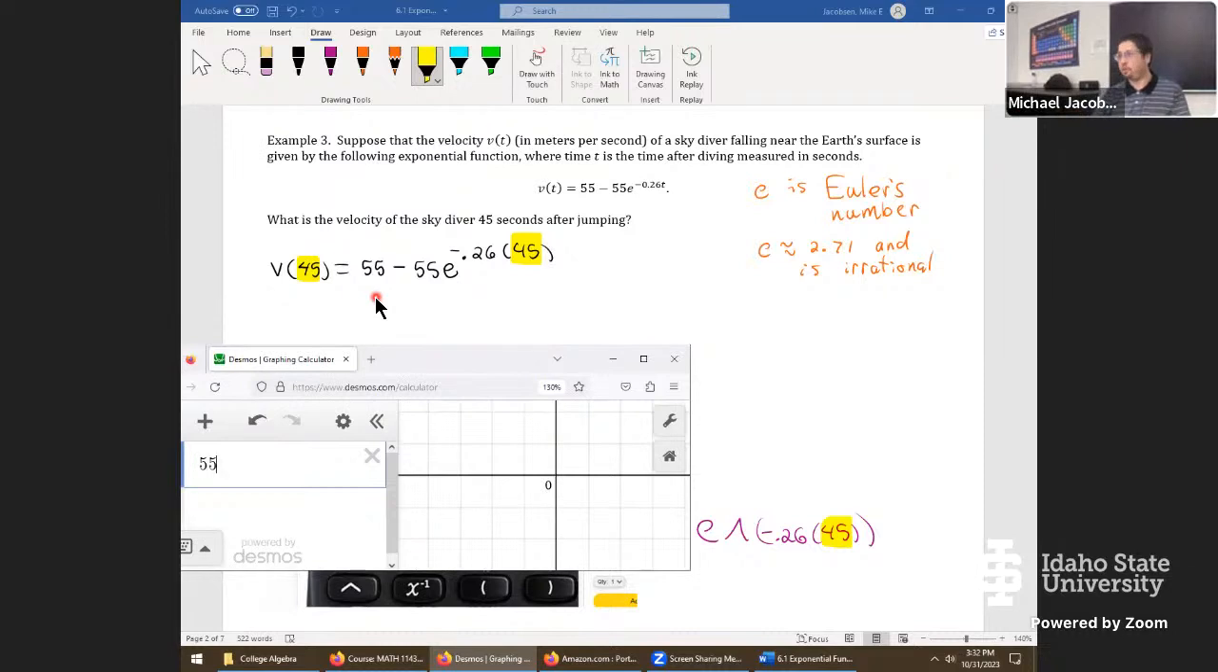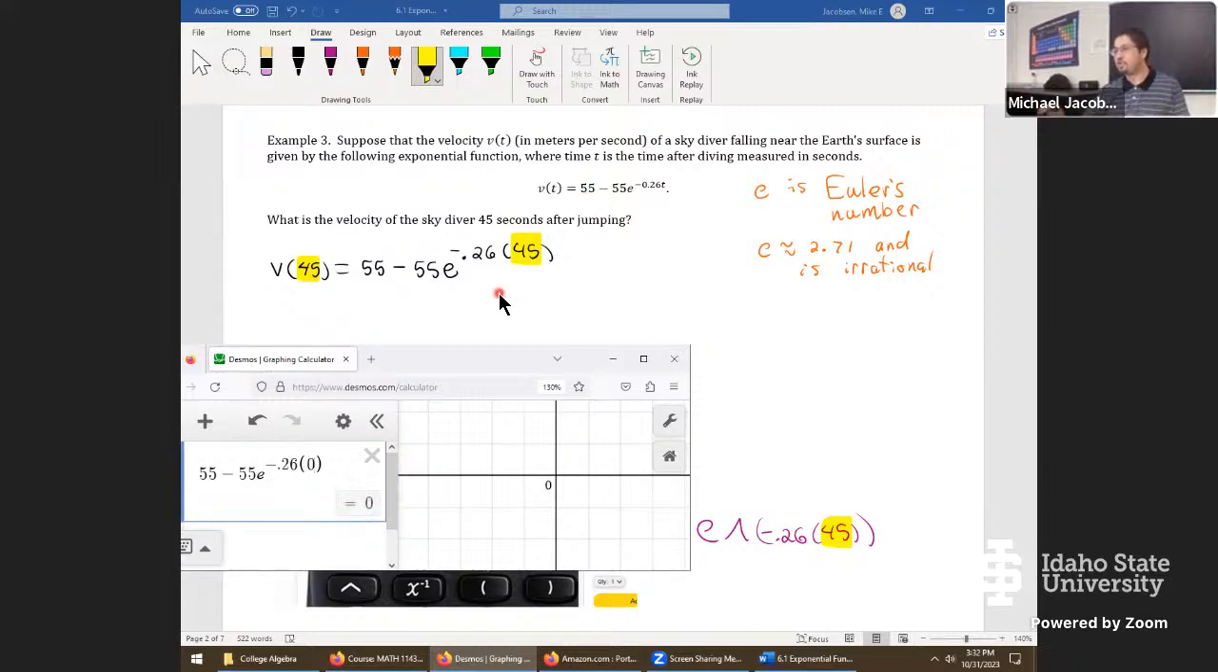So going left to right, we would put in 55 minus 55, e to a power, negative 0.26 times 45. And this is what we would have as a result. This person, 45 seconds into their dive, is doing 54.9995 meters per second. It looks like they're pretty much doing their terminal velocity, which would have been 55 meters per second.